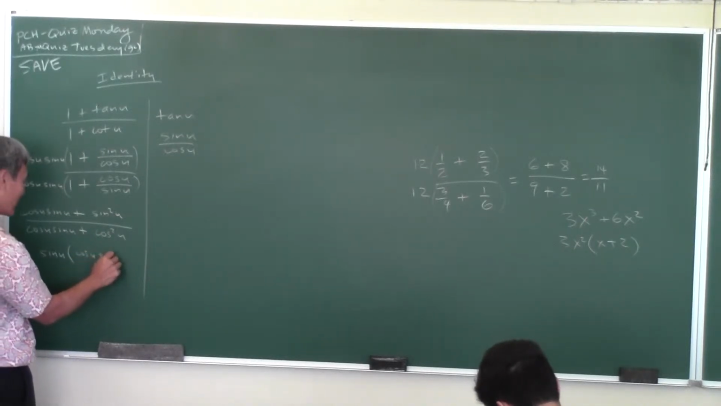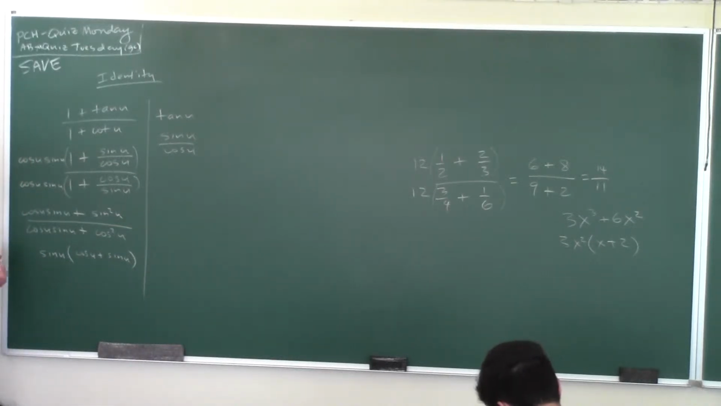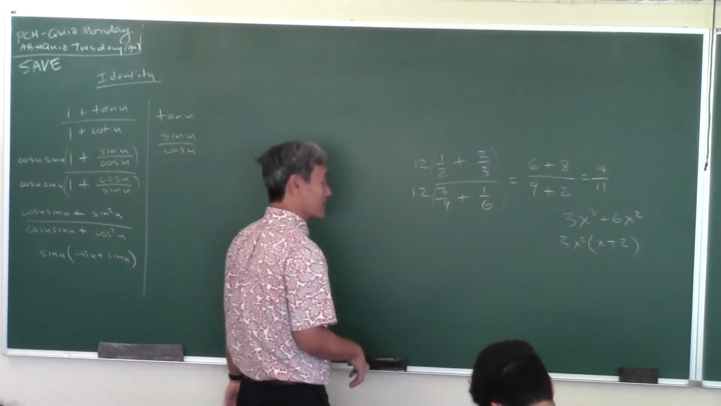Cosine u plus sine u. See, the reason why you want to have it in factor form is so you can cancel stuff, because you can only cancel factors. Maybe you guys just memorize things from elementary school and don't understand them.